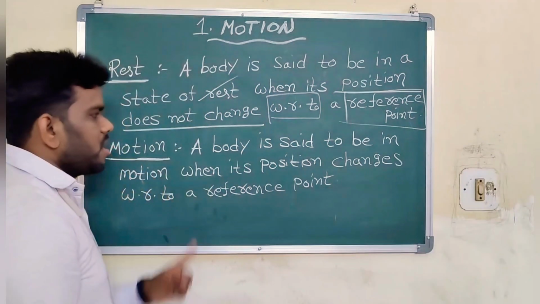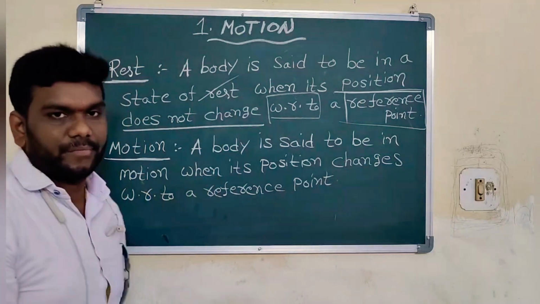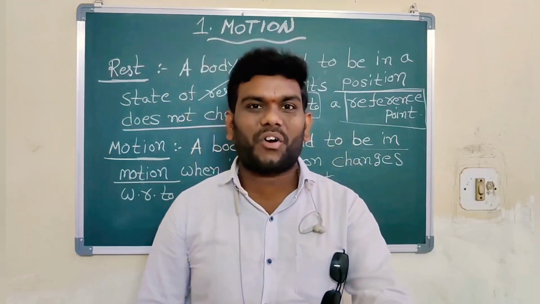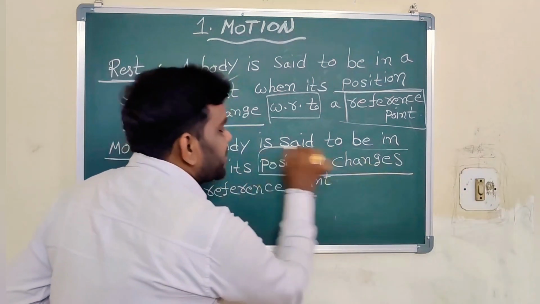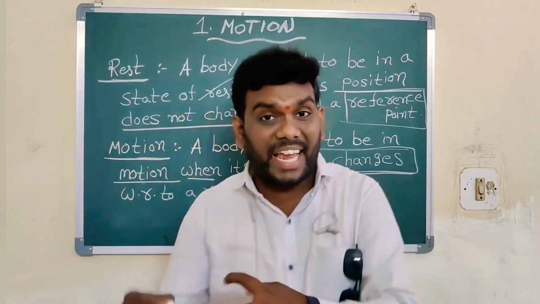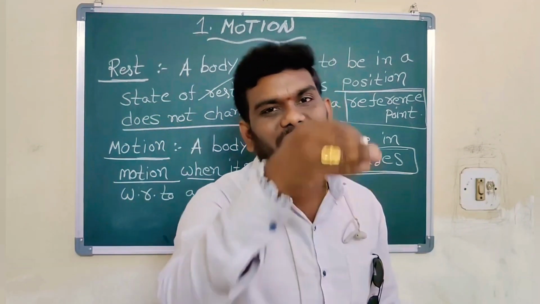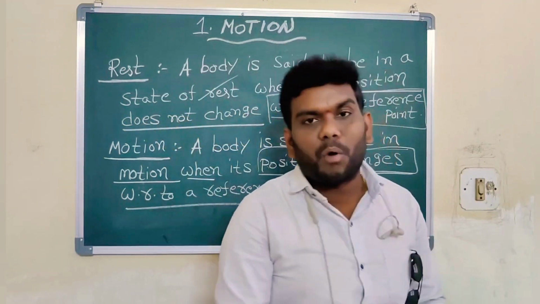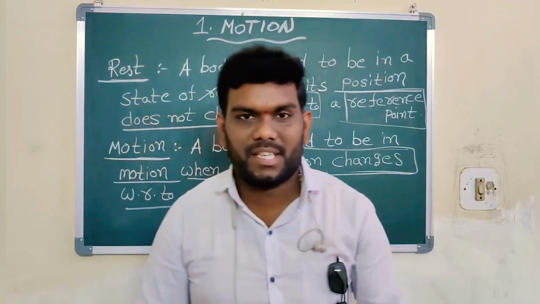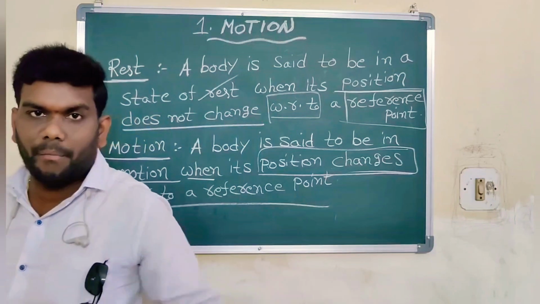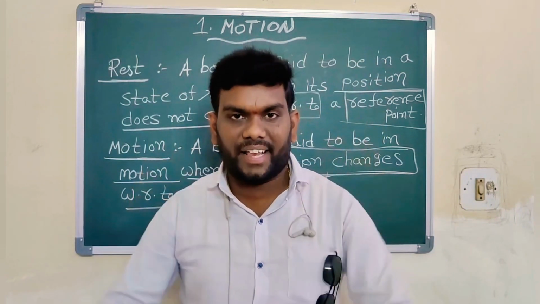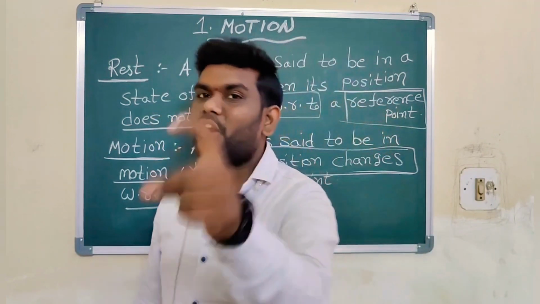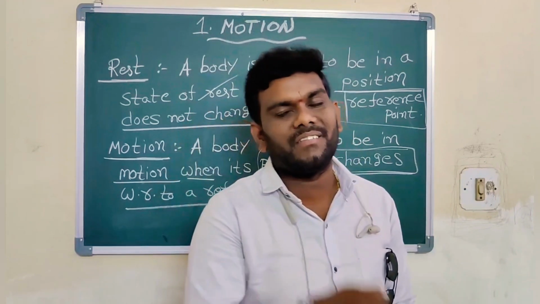Next, motion. A body is said to be in motion when its position changes with respect to the same reference point. In rest, the position does not change, but in motion, the position changes. Position changing is nothing but the body being in motion. Definitely in motion, the body changes from one place to another place. I was here, and I have come from here to there, so I am moving. What is rest and what is motion? Rest means position does not change. Motion means definitely the body position changes.